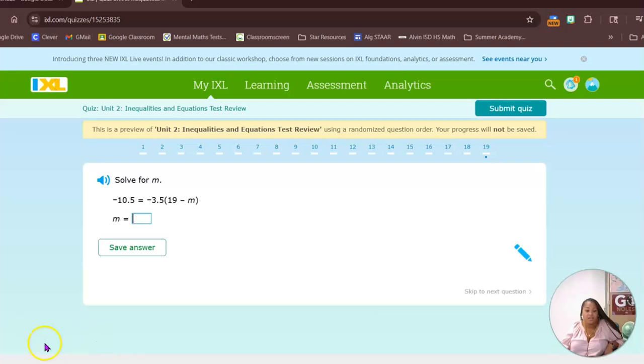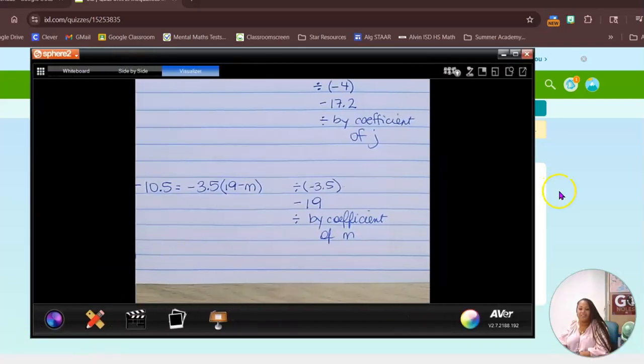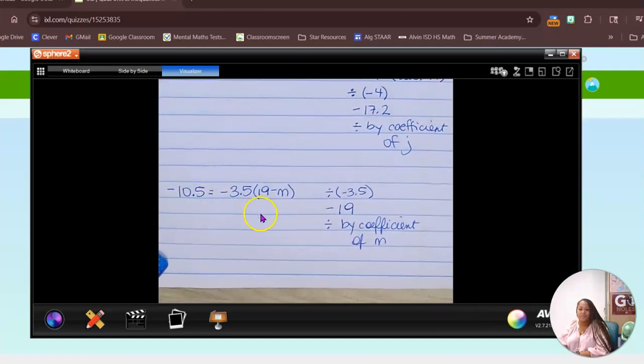All right, good luck. Okay, real quick, just in case you need more explanation on that last one. It says here, I've got -10.5, so I'm going to divide both sides by -3.5, subtract 19 from both sides, and then I'll divide by the coefficient of m.